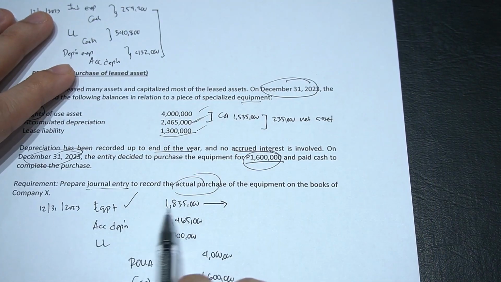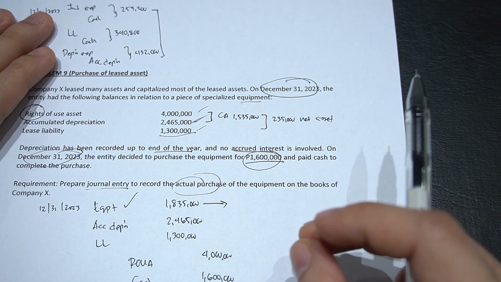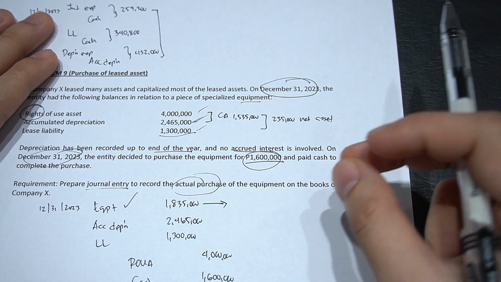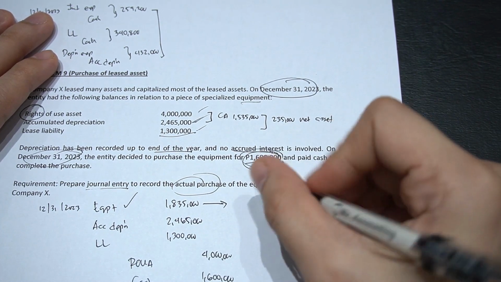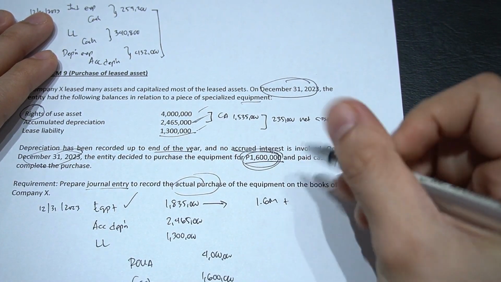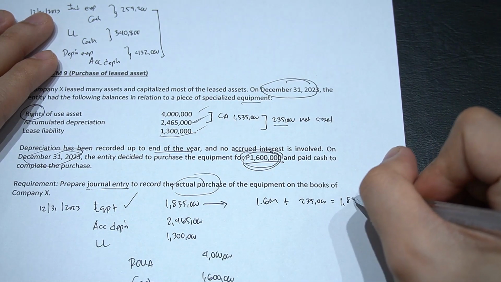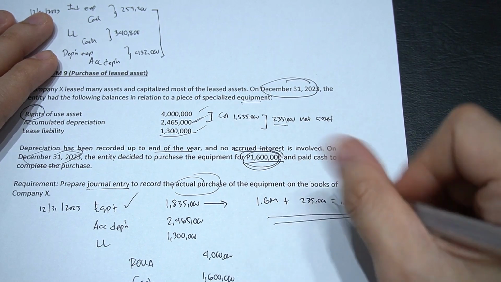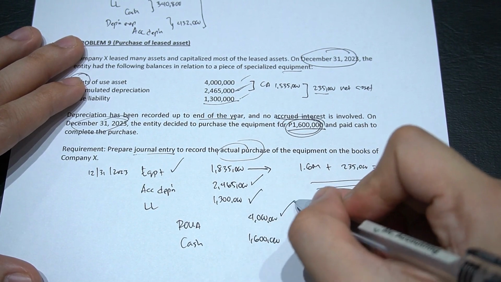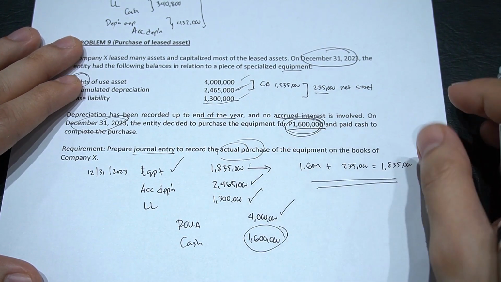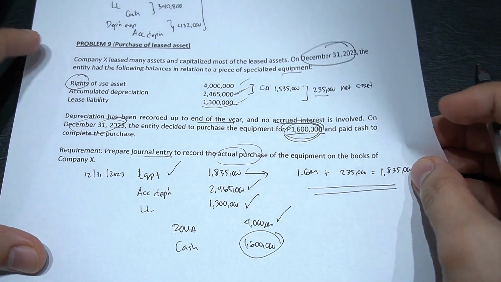So, ibig sabihin class, yung equipment natin na yan, para lang siyang yung concept natin sa PPE. Pag bumili ka, paano mo i-measure PPE at cost? So, how much yung binayad mo? Well, ang binayad mo talaga dyan is yung cash na 1.6 million and yung net assets na 235,000. Kaya nakuha mo dyan is 1,835,000. So, pwedeng ganito yung computation or para sure ka, i-journalize mo. De-recognize mo lahat. Okay? Credit mo yung cash na binayad mo. Balancing figure is your equipment. Okay? So, that's how you do kapag purchase of leased asset.